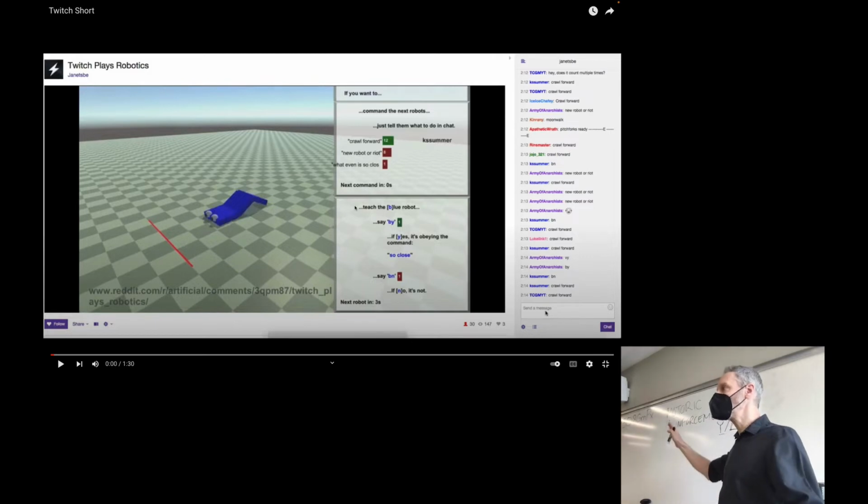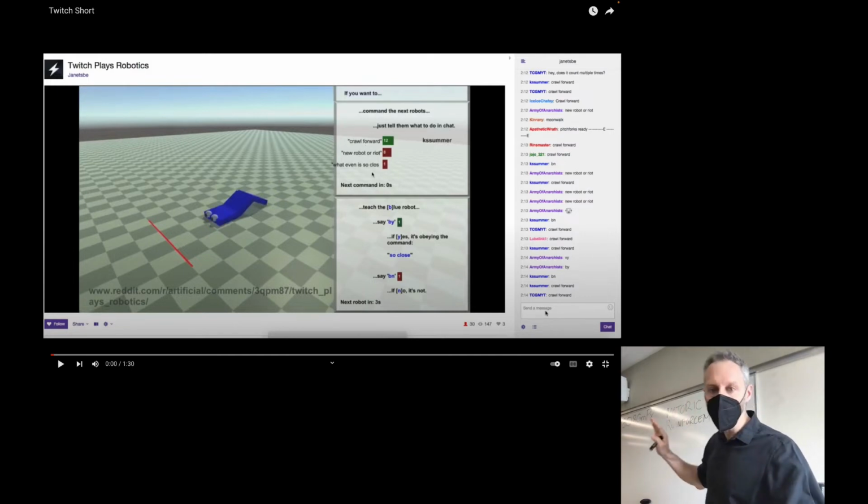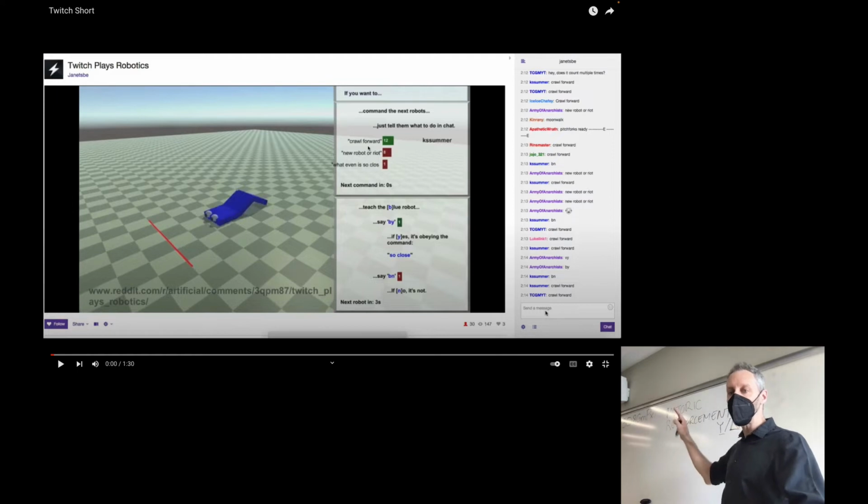Can everybody read the text in this screen in the back row, or shall I read it out to you? Can't read it. Okay, so at this point in time, what you're seeing in the stream is 12 people in chat at this moment have collectively voted for crawl forward. So 12 people have typed in over the last 5 minutes or so: crawl forward. This is them voting to say, we want to try and teach the robot to crawl forward.